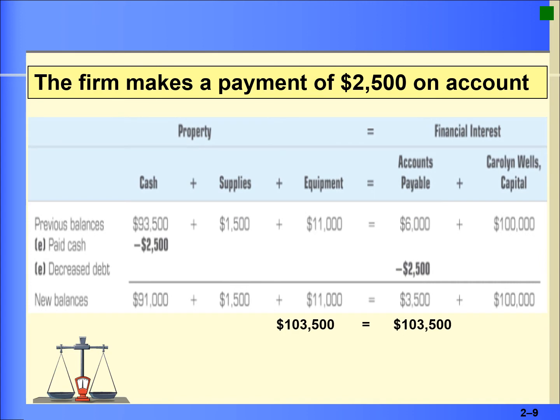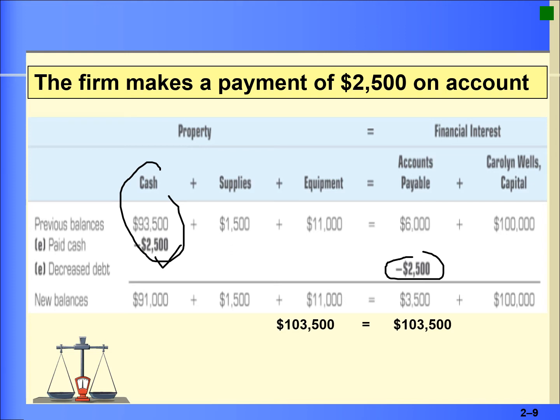Okay, so let's say now you're going to pay down some of that debt, and in this one you made a payment of $2,500. So notice cash, you're going to reduce that by $2,500. The debt, the accounts payable, goes down by $2,500. Notice there's a dual effect here. Negative on the left side, negative on the right side.